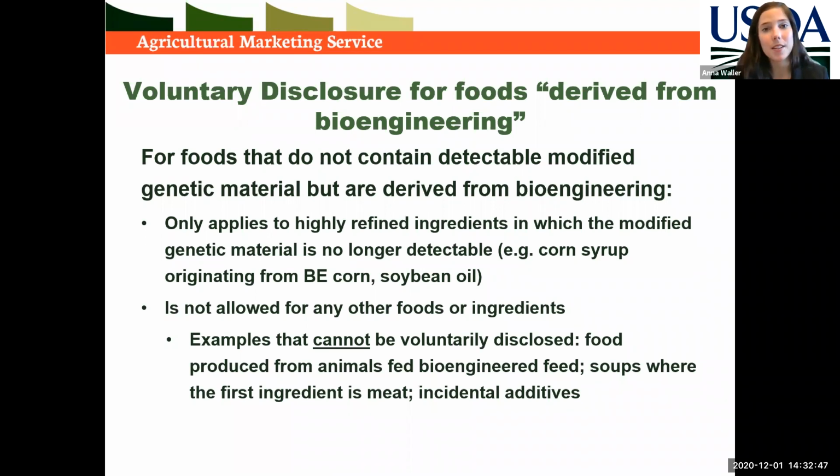The second type of voluntary disclosure is only available for foods that are derived from foods produced using bioengineering, but do not contain detectable modified genetic material. Examples may include highly refined ingredients like corn syrup originating from BE corn or soybean oil derived from soybeans. This type of voluntary disclosure is not allowed for any other foods or ingredients. Things that cannot be voluntarily disclosed include foods derived from an animal-fed bioengineered feed, foods that are primarily meat, poultry, or eggs, and incidental additives.